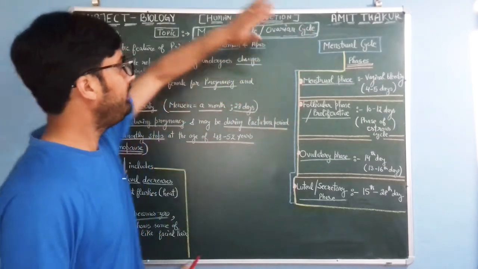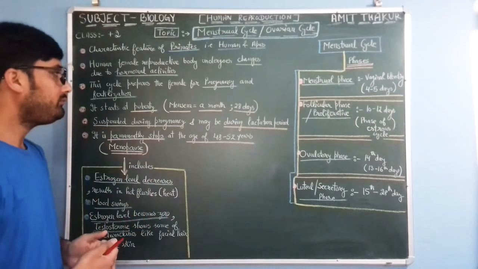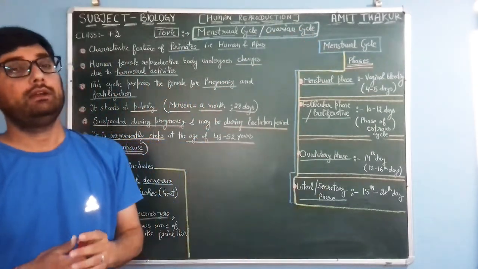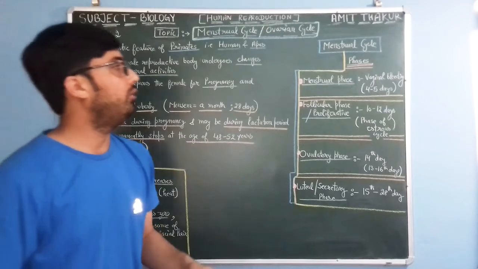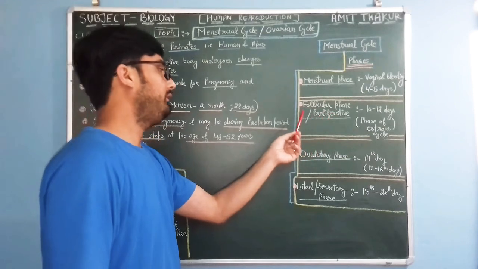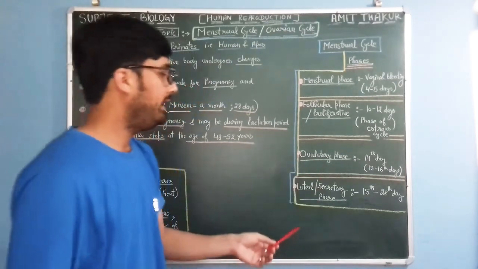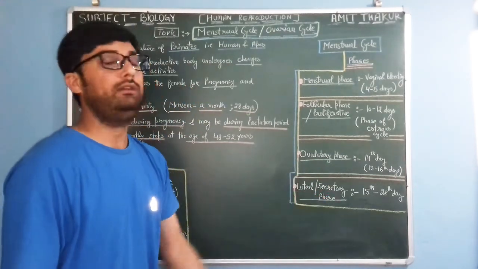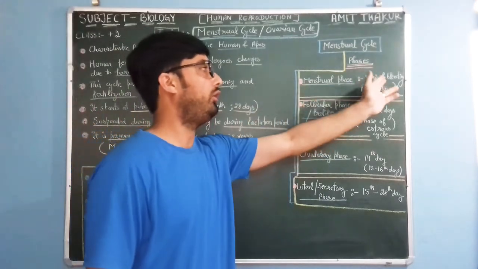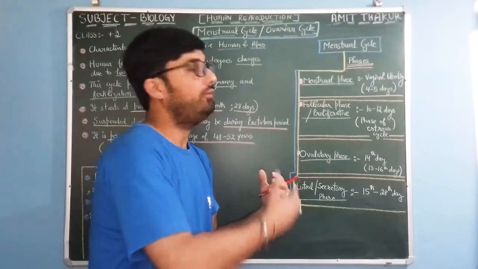So that is a brief introduction to the menstrual cycle or ovarian cycle. The menstrual cycle completes in different phases: the menstrual phase, the follicular phase, which is also known as the proliferative phase, the ovulatory phase or ovulation, and the luteal or secretory phase. The menstrual phase is all about vaginal bleeding, and it lasts for 4 to 5 days.